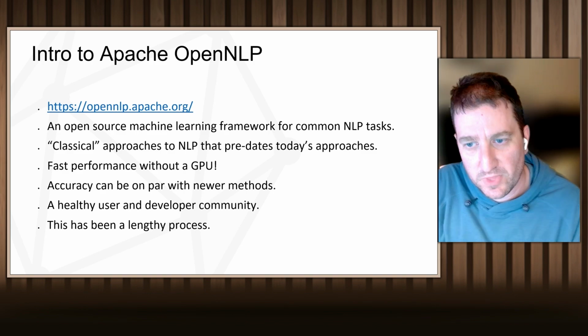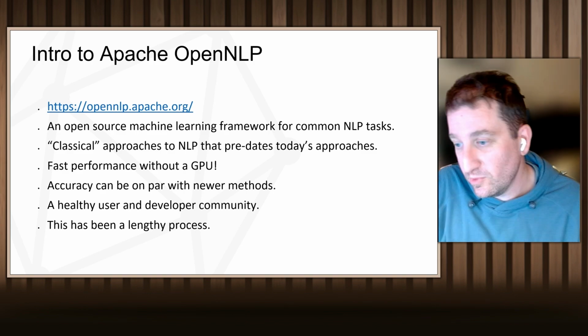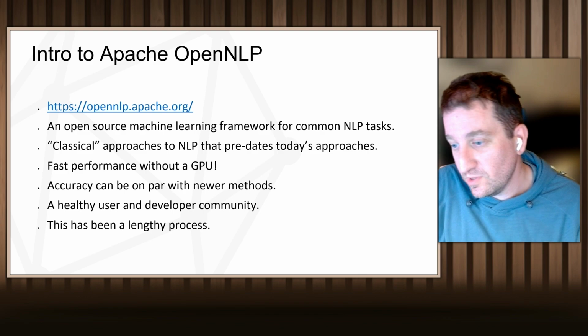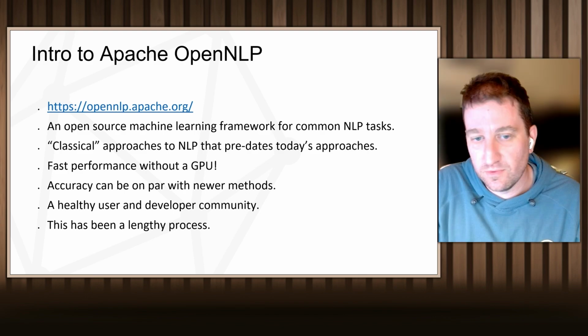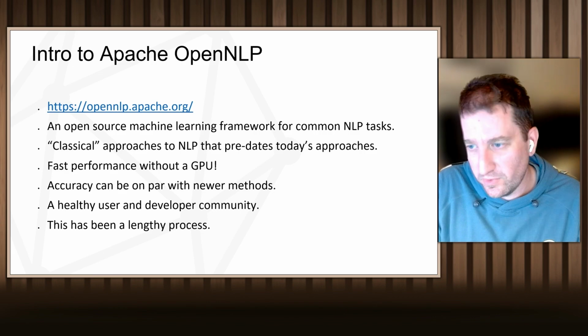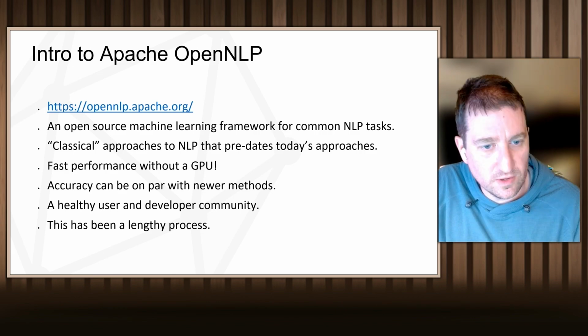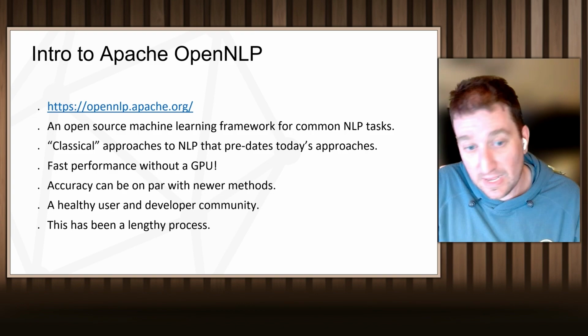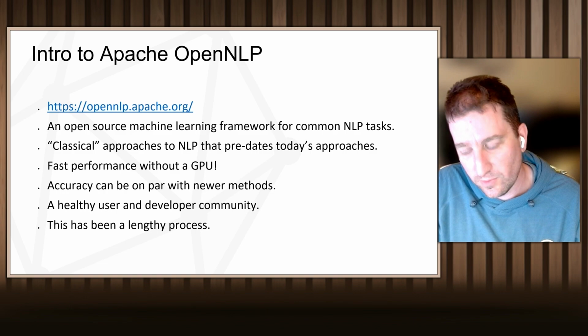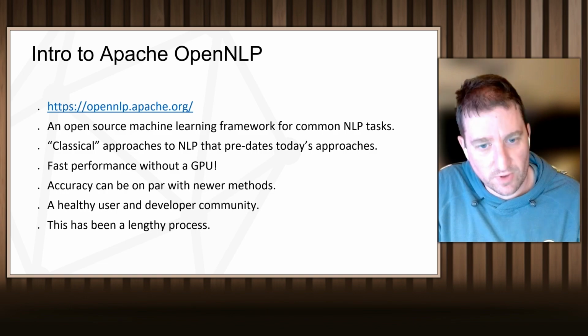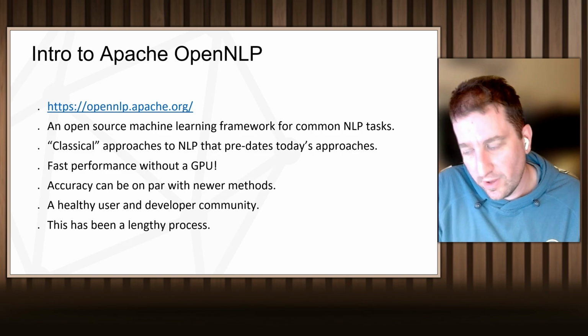OpenNLP gives you fast performance and no GPU is required. So for model training and inference, you can do a lot without a GPU. I have done several different case studies, and the accuracy for named entity recognition can be on par with some of the newer deep learning models. So it's definitely still a viable library for the Java ecosystem. It's got a healthy community around it, both for users and developers.